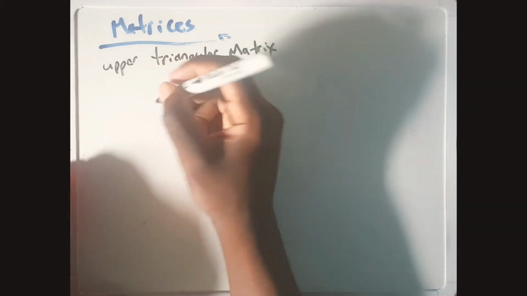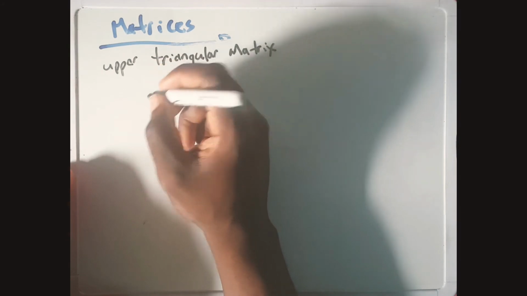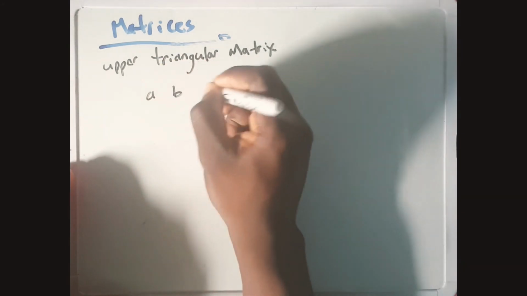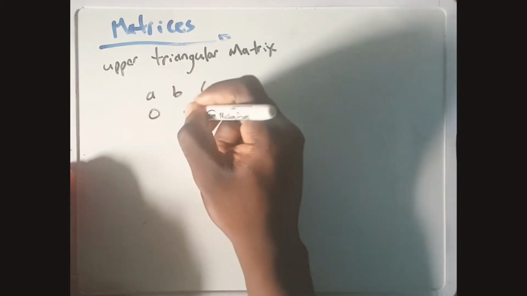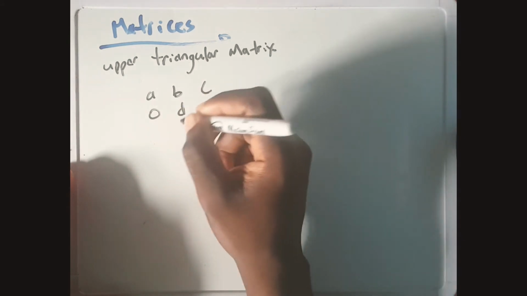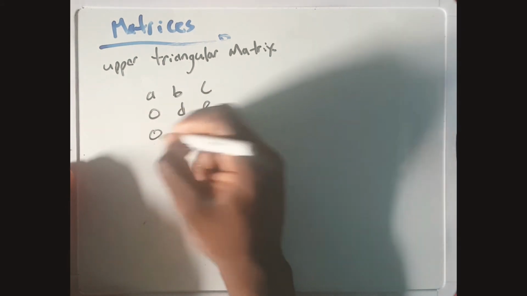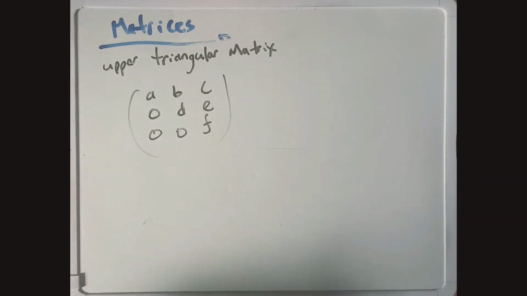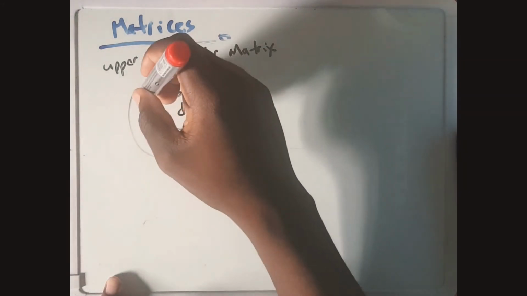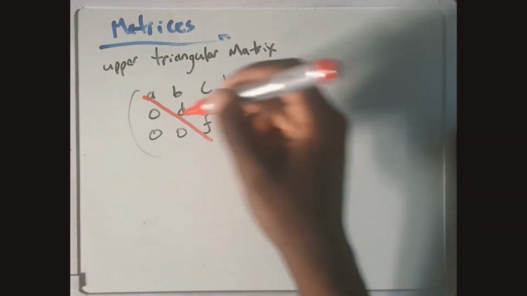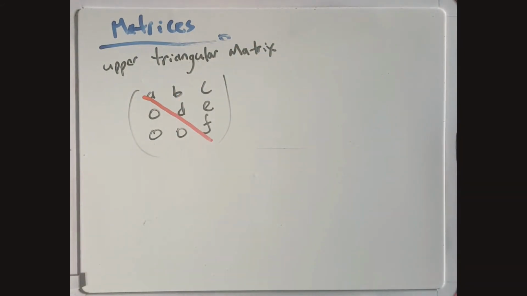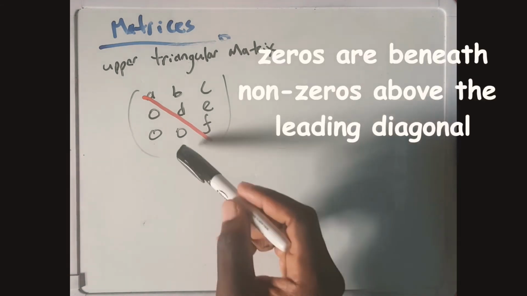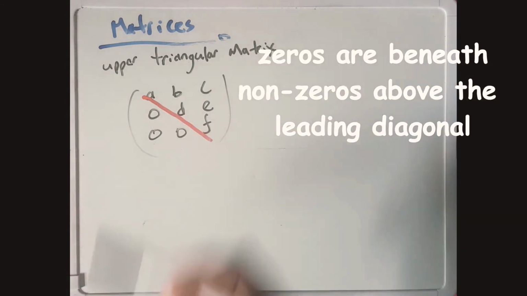Let me show you for example, because it's better to show you. So A, B, C, 0, D, E, 0, 0, F. What I was trying to say just now, you have the leading diagonal, and everything above the leading diagonal are elements with value, meaning they are non-zero. So the zeros are beneath the diagonal.